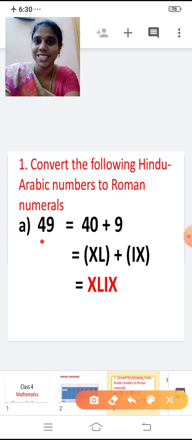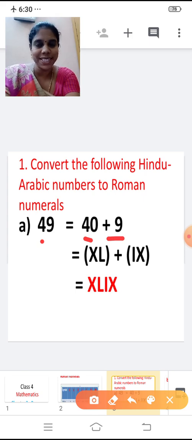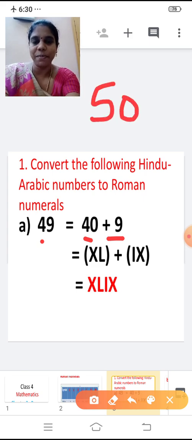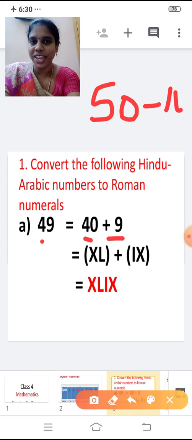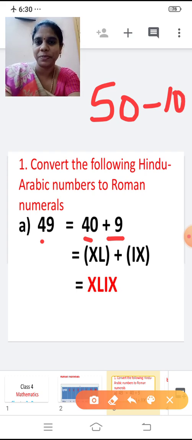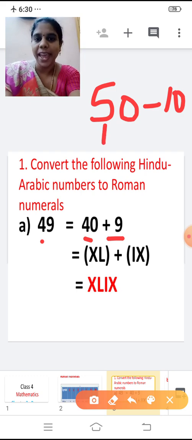So how to split this? Write in the expanded form. 49 is 40 plus 9. What is the Roman numeral for 40? How to write 40? Shall I write like this? 50 minus 10 is 40. Yes. What is the value for 50? You know the value for 50, right? What is the Roman numeral for 50? L minus, what is the Roman numeral for 10?